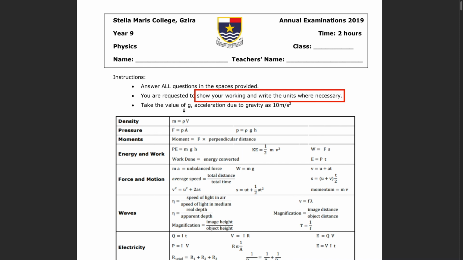And take the value of g, the acceleration due to gravity, to be 10 meters per second squared. I had told you that g at your level should be taken as 10 unless a question specifically tells you to take it as another value.